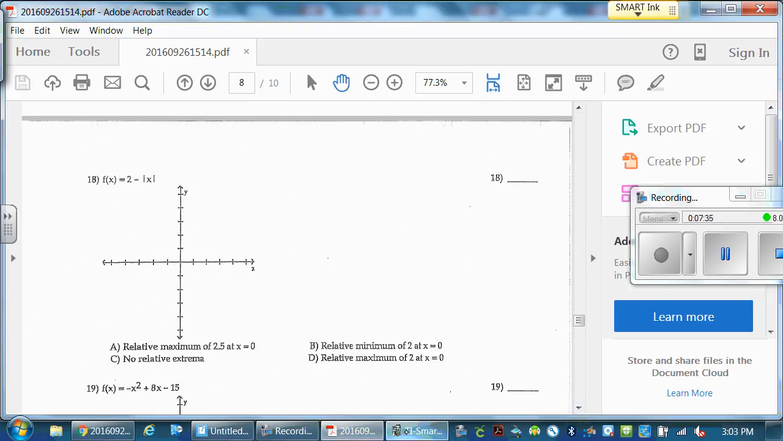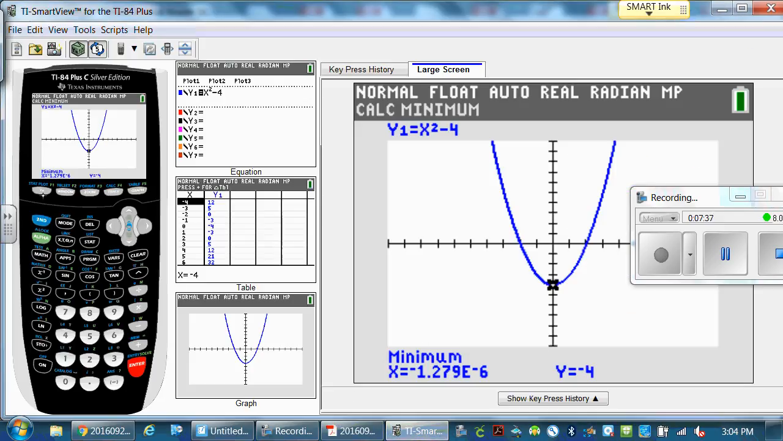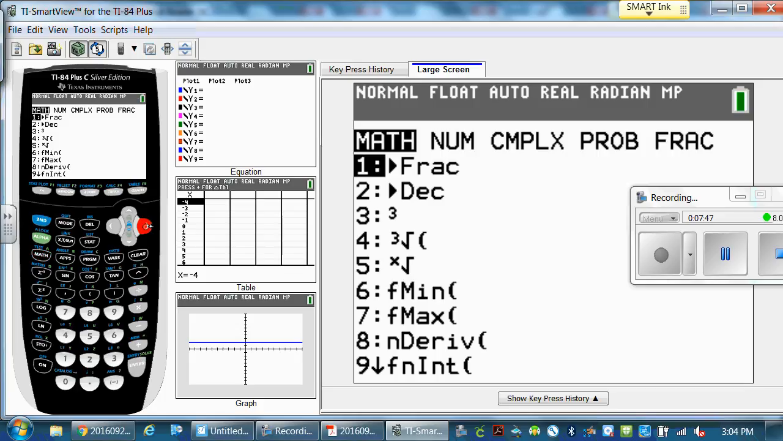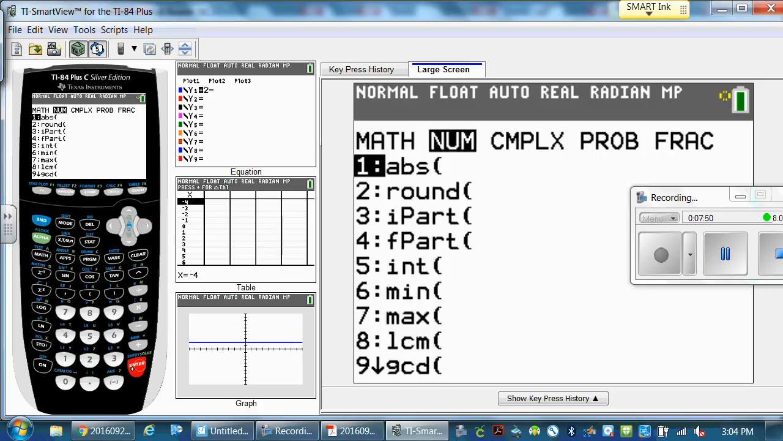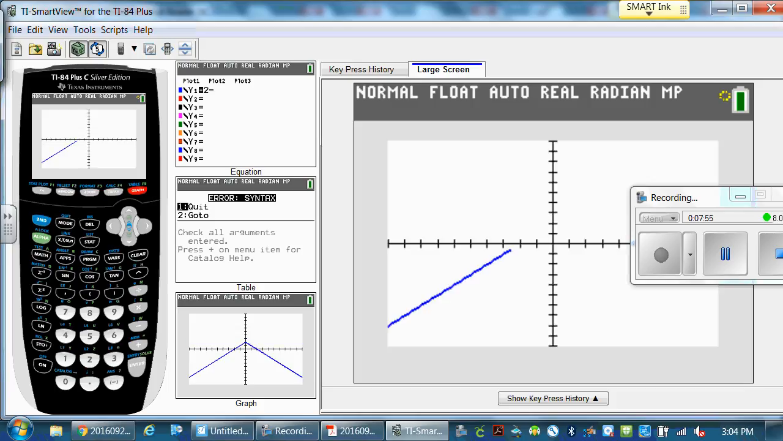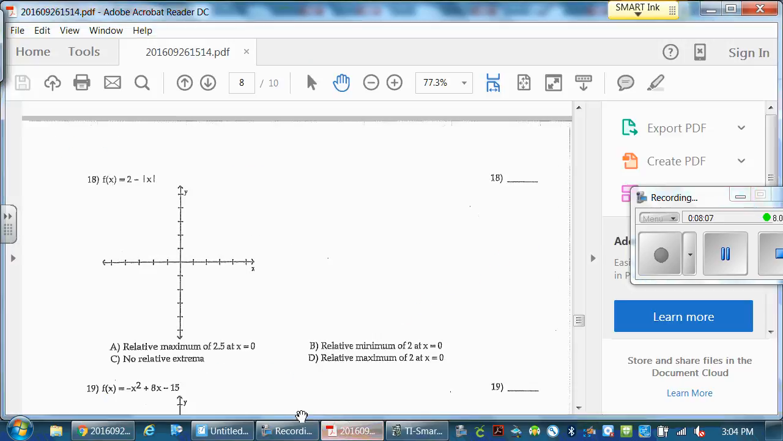Number 18, y equals 2 minus the absolute value of x. This is good if you've forgotten how to do absolute value. It's 2 minus, the absolute value is math, and go over to number, absolute value of x, graph that. It has a relative maximum right here, so that's that maximum value. You can likely locate it, it's 0, 2. So there's a maximum value of 2 when x is 0, relative maximum of 2 at x is 0, which is D.